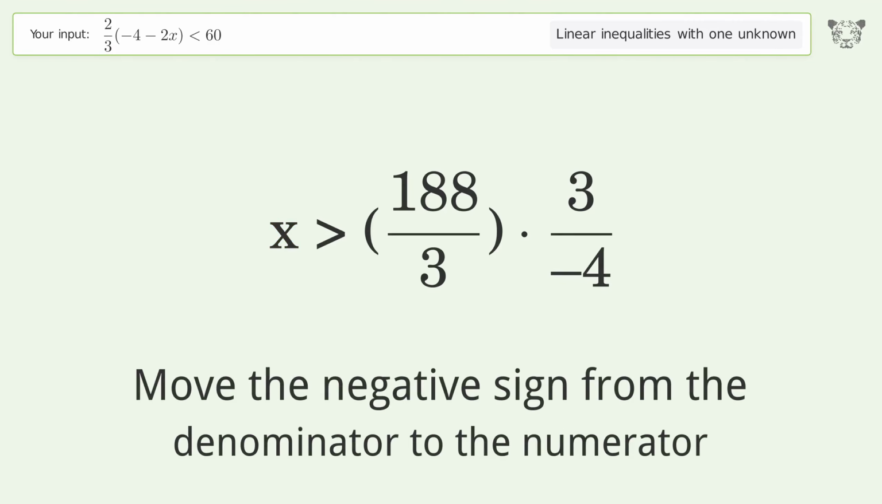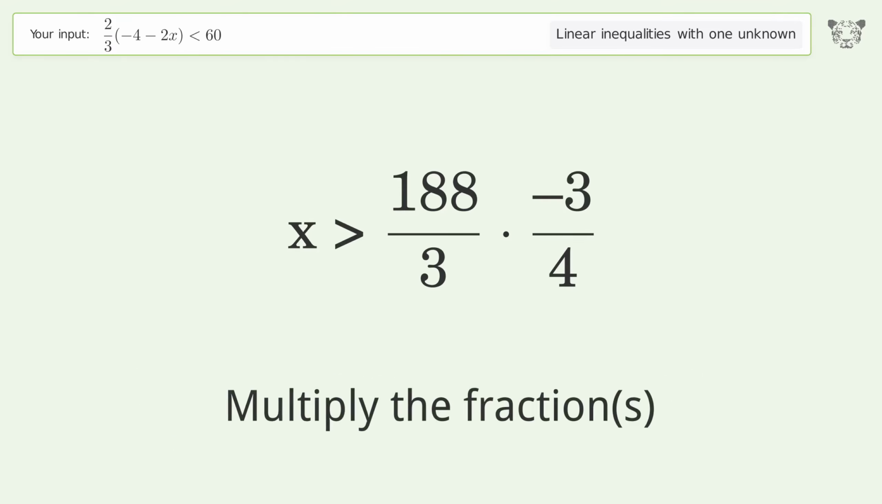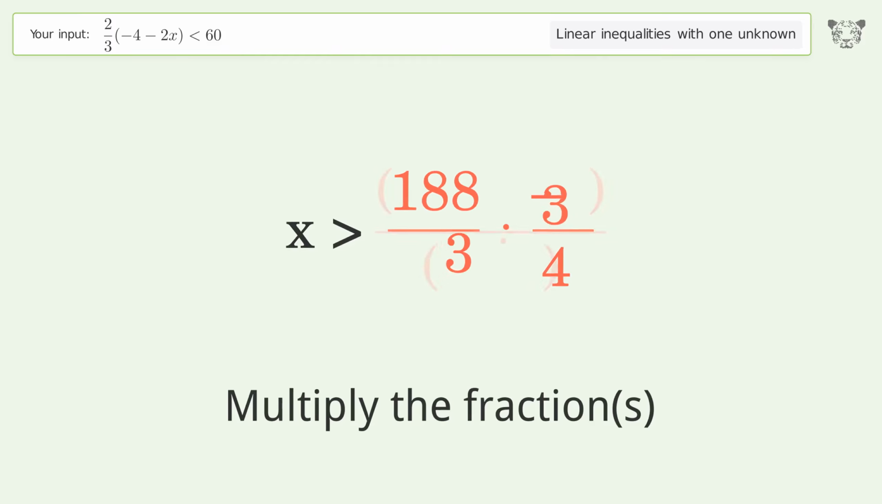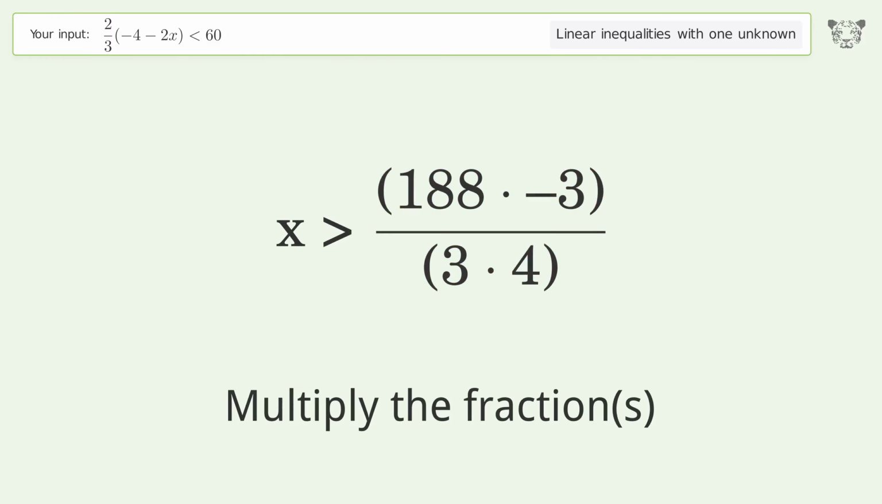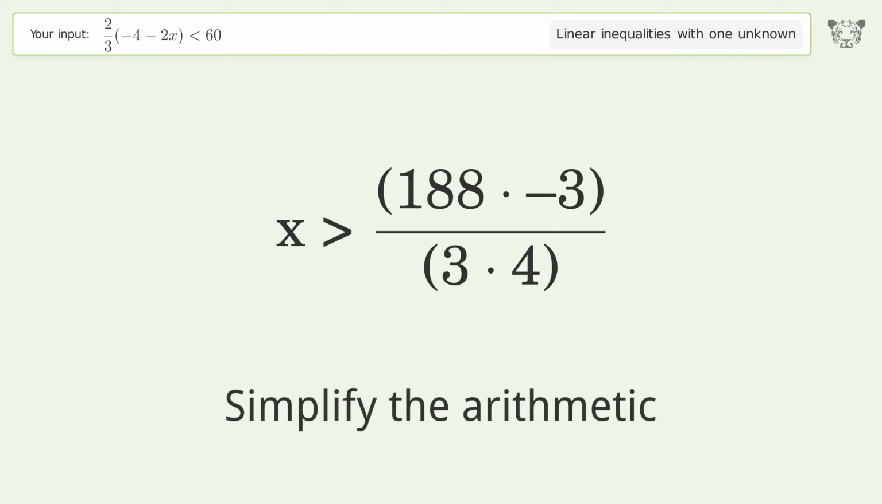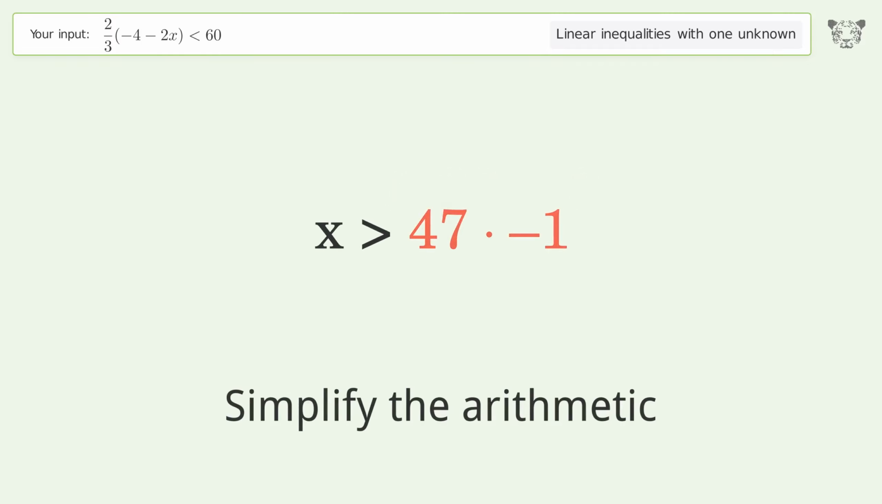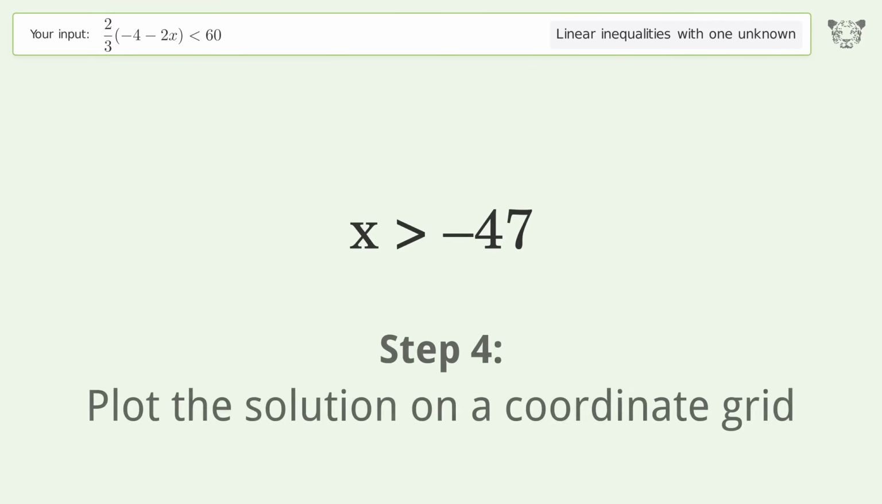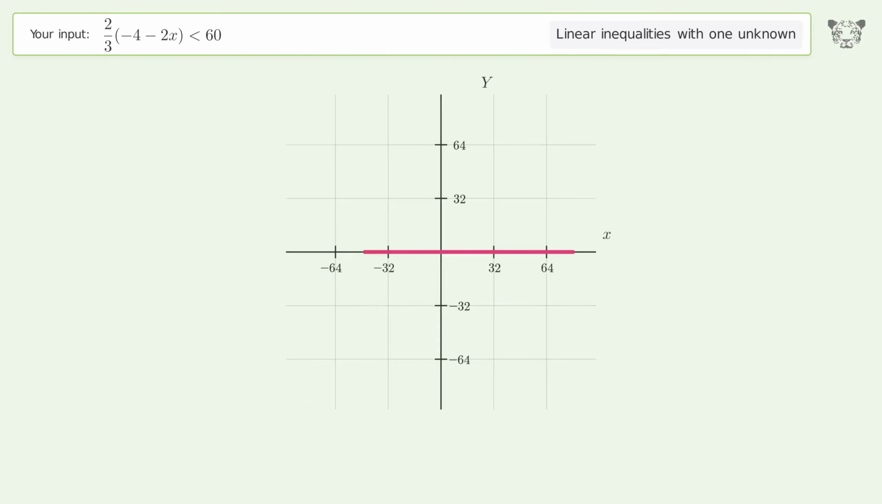Move the negative sign from the denominator to the numerator. Multiply the fractions. Simplify the arithmetic. Plot the solution on a coordinate grid. And so the final result is x greater than -47.